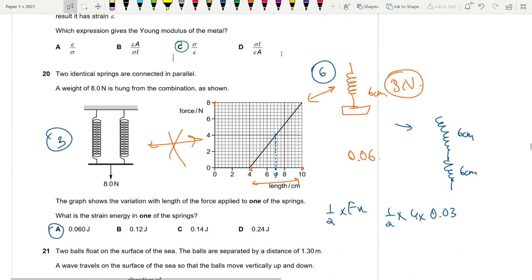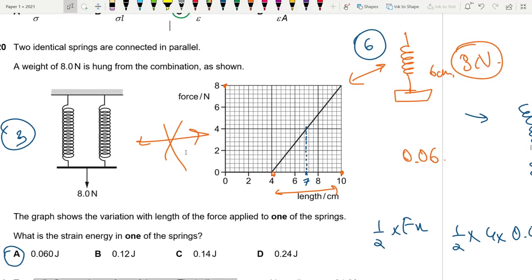Two identical springs are connected in parallel. A weight of 8 newtons is hung from the combination as shown. The graph shows the variation with length of the force applied to one of the springs. Careful, okay? So if we apply a force of 8 newtons to one of the springs, what happens? The length changes from 4 to 10 centimeters.